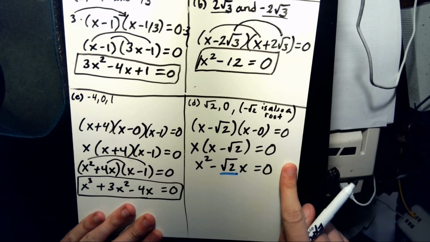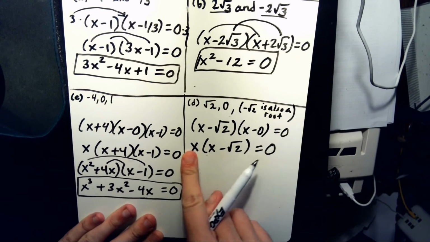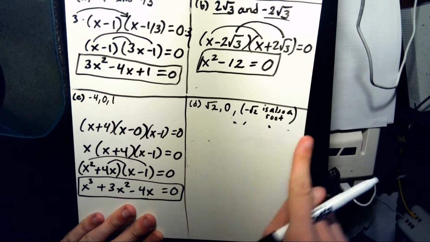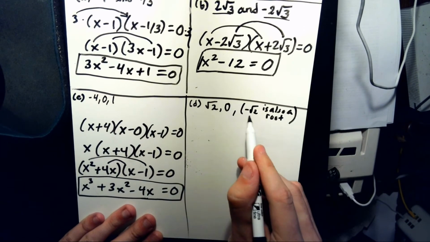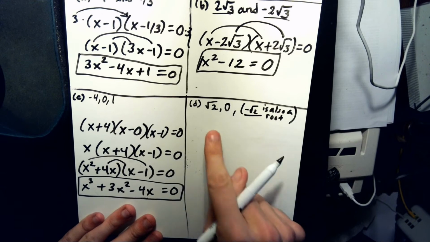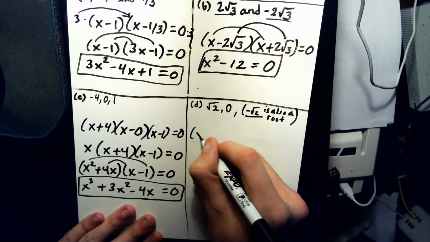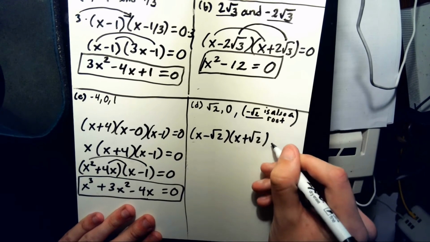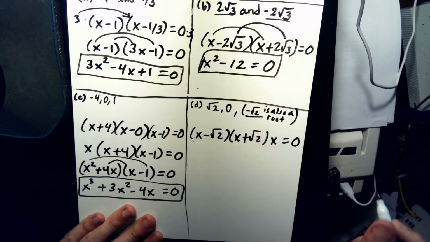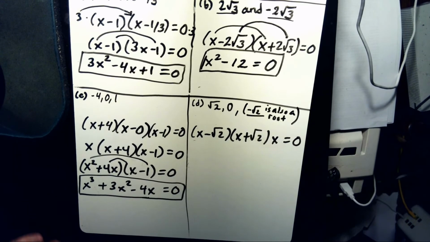But for now, let's go ahead and just erase what we've written so far, and let's put that important fact into consideration and see how it pans out. Let's also use the fact that negative root 2 is also a root. Well, that leaves us with x minus root 2 times x plus root 2 times x is equal to 0. I'll omit the x minus 0 bit.